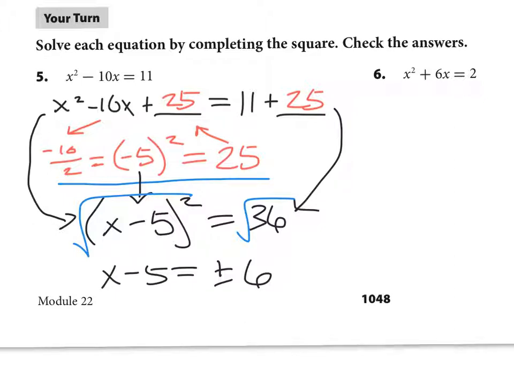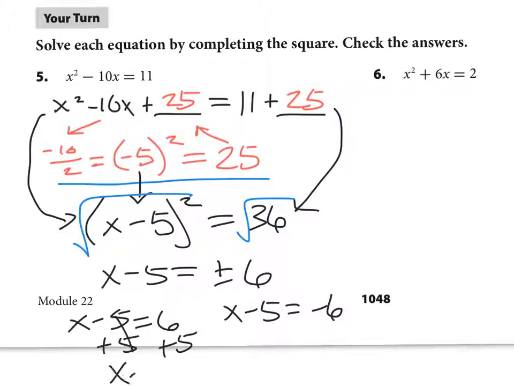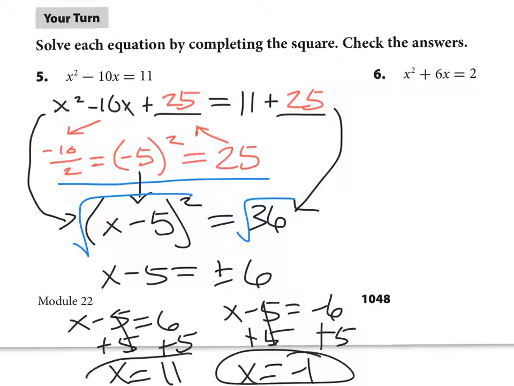Then I have to do my two cases, so I have x minus 5 equals 6, x minus 5 equals negative 6. Solve, so I add 5 to both sides, and here I get x is 11. Add 5 over here. Here I get x is negative 1. So there are my two solutions.